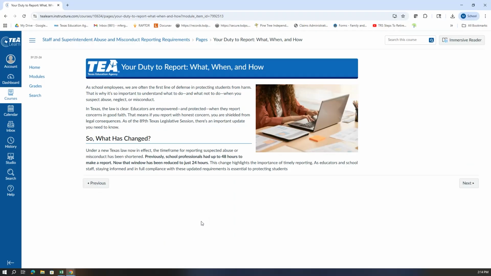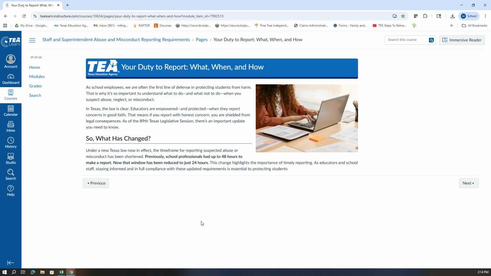Your duty to report: what, when, and how. As school employees, we are often the first line of defense in protecting students from harm. That is why it's so important to understand what to do, and what not to do, when you suspect abuse, neglect, or misconduct. In Texas, the law is clear. Educators are empowered and protected when they report concerns in good faith. That means if you report with honest concern, you are shielded from legal consequences.